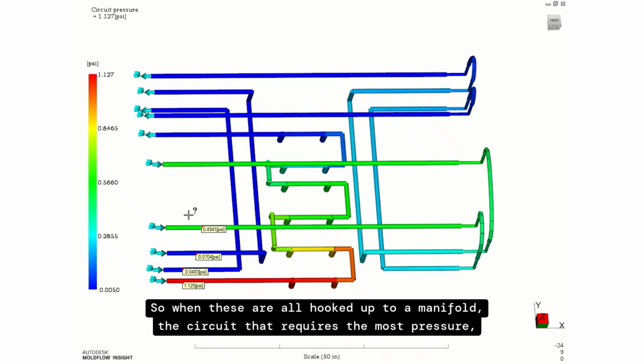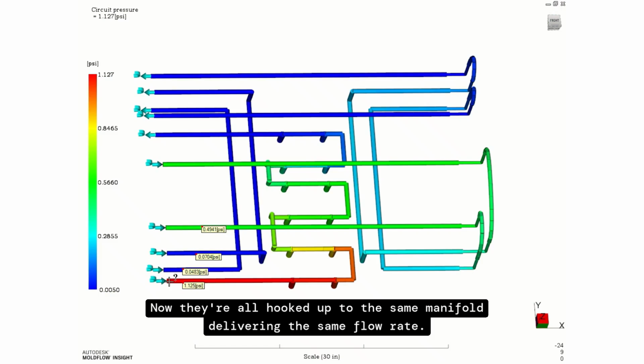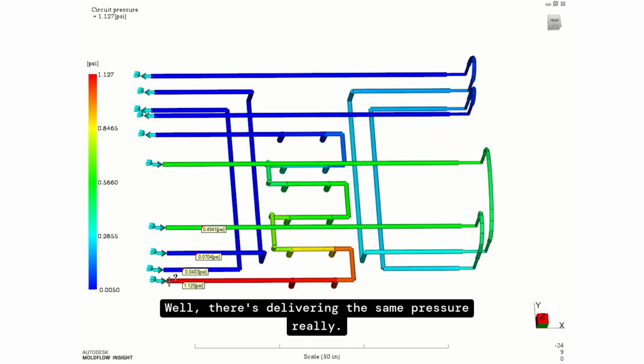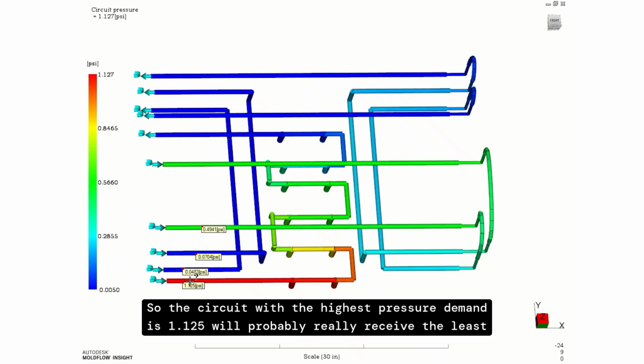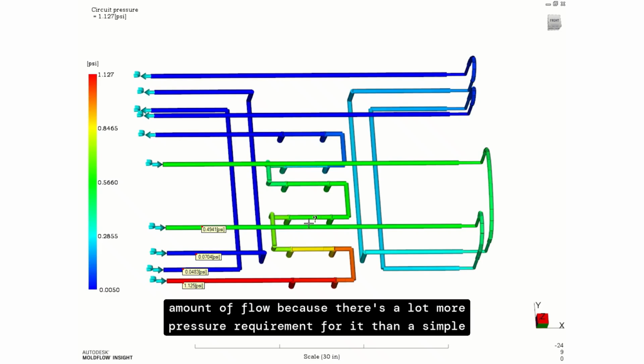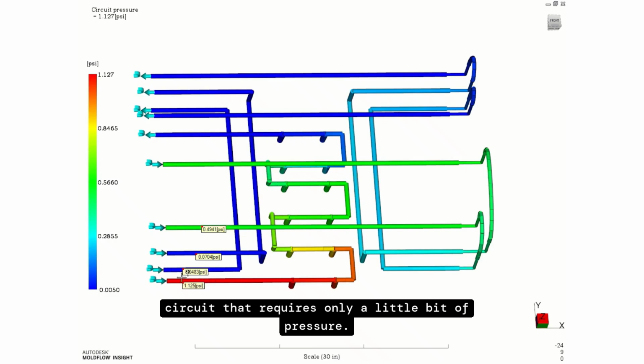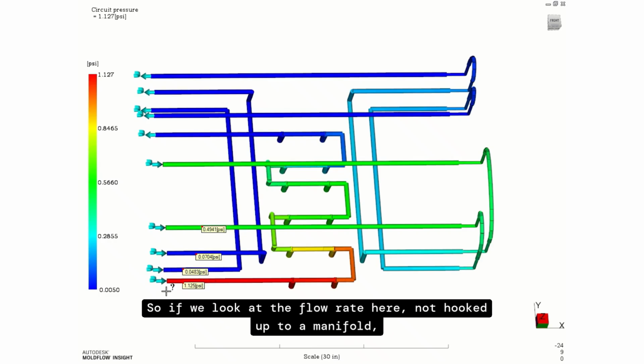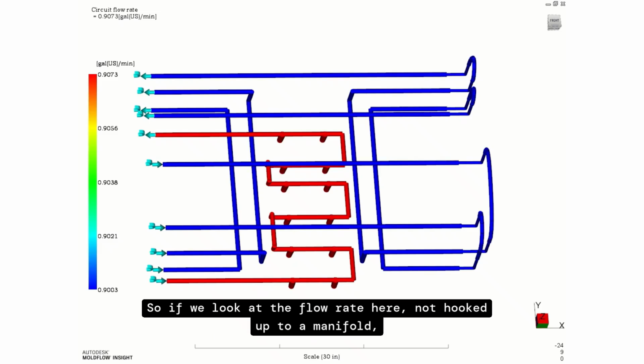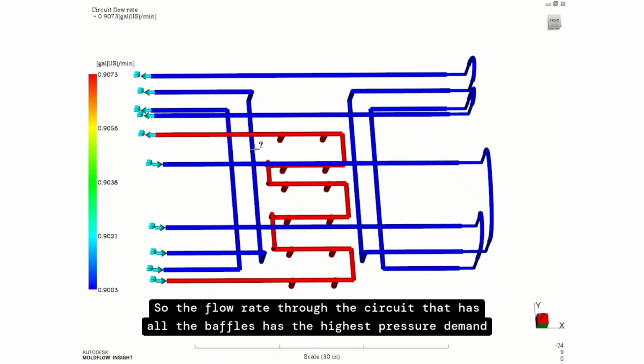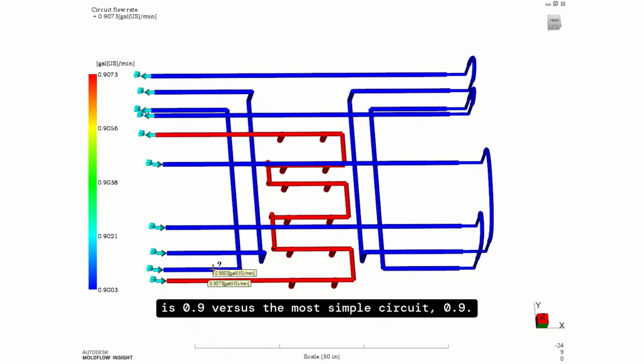So when these are all hooked up to a manifold, they're all hooked up to the same manifold, delivering the same pressure, really. So the circuit with the highest pressure demand, this 1.125, will probably receive the least amount of flow, because there's a lot more pressure requirement for it than a simple circuit that requires only a little bit of pressure. If we look at the flow rate here, not hooked up to a manifold, the flow rate through the circuit that has all the baffles, which has the highest pressure demand, is 0.9, versus the most simple circuit, 0.9. That's exactly right. They're all uniform.